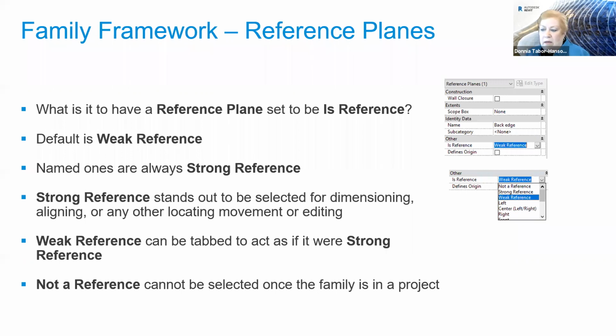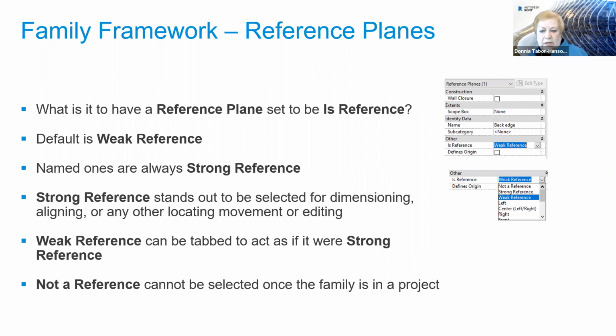Or if it's a column, I want to make sure that the column has a very strong center, front, back, and center, right, left, because that's a strong reference. It's going to be centered on the column grid, and you want to be able to align to them. So these strong references, you can immediately grab and align to, move, dimension to. Weak reference, you can tab through them. There is an exception to the weak and the not referenced.